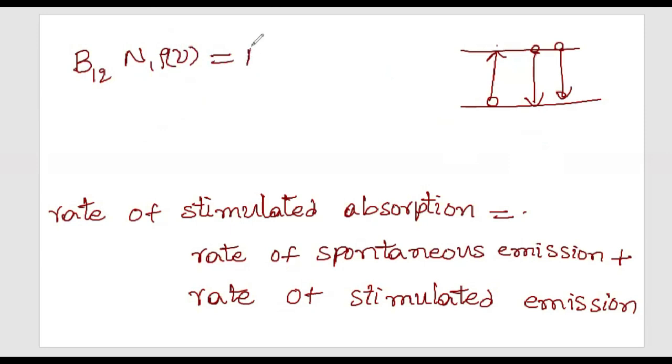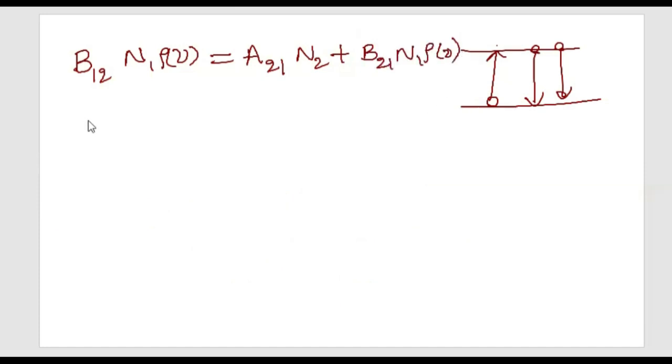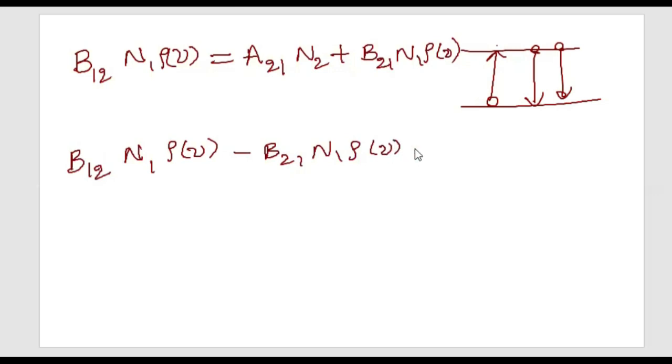From equation 2, we can get A21 N2 plus rate of stimulated emission. From equation 3, we are getting it as B21 N1 rho of nu. So now let us bring rho of nu terms to the left hand side and the remaining all to the right hand side. So B12 N1 rho of nu minus B21 N1 rho of nu equal to A21 N2.